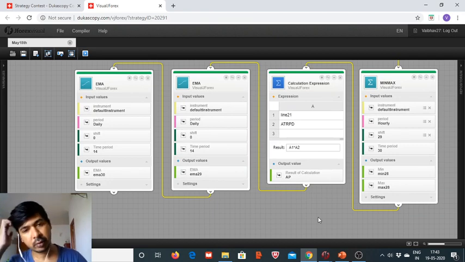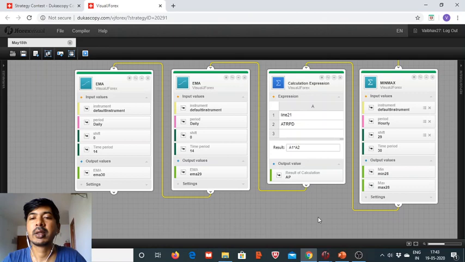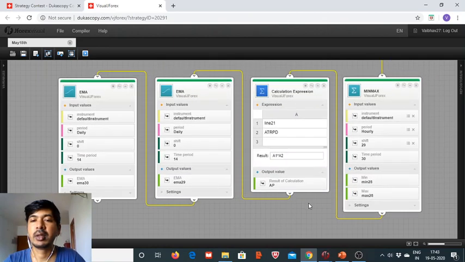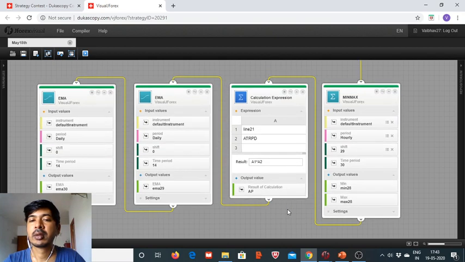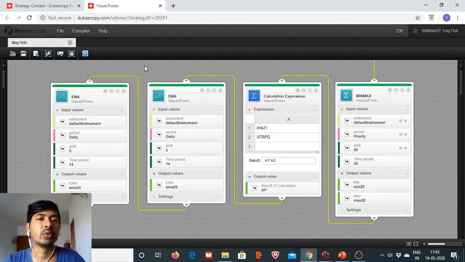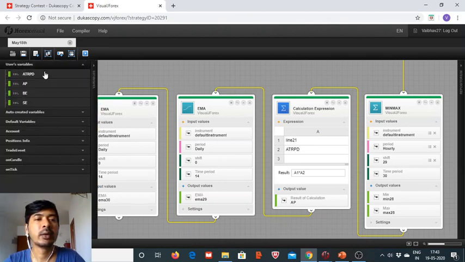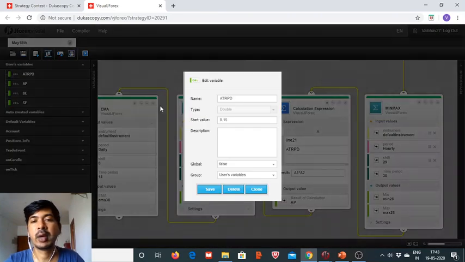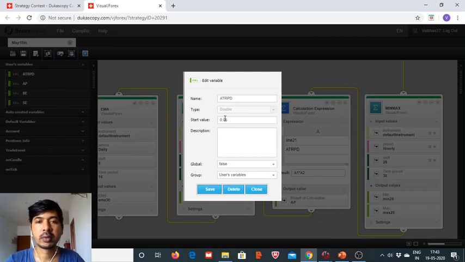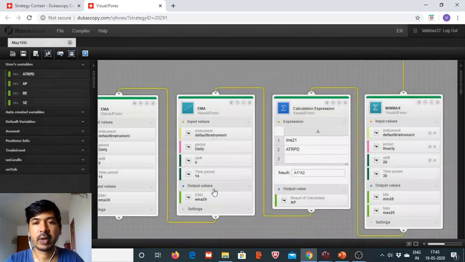Now we will need to start with some calculations here. This 15% needs to be changed to 5% of the ATR. So we take this variable and we edit its value. So it will be 0.05.